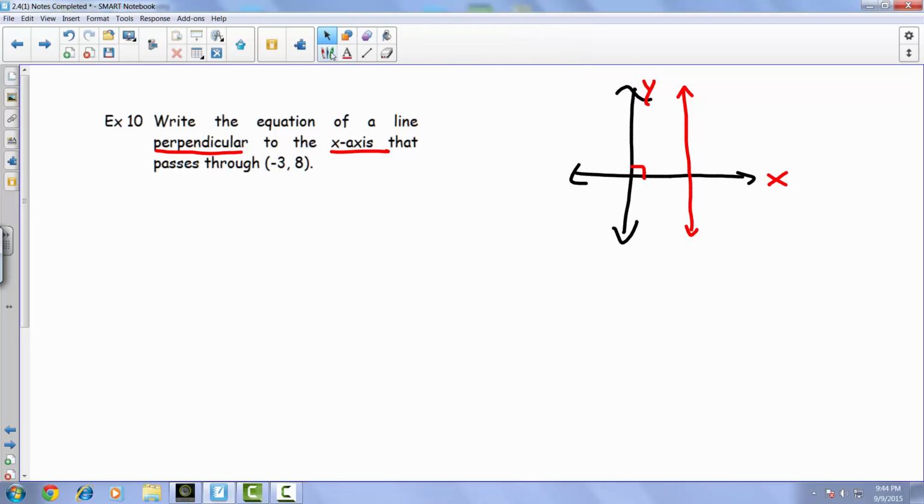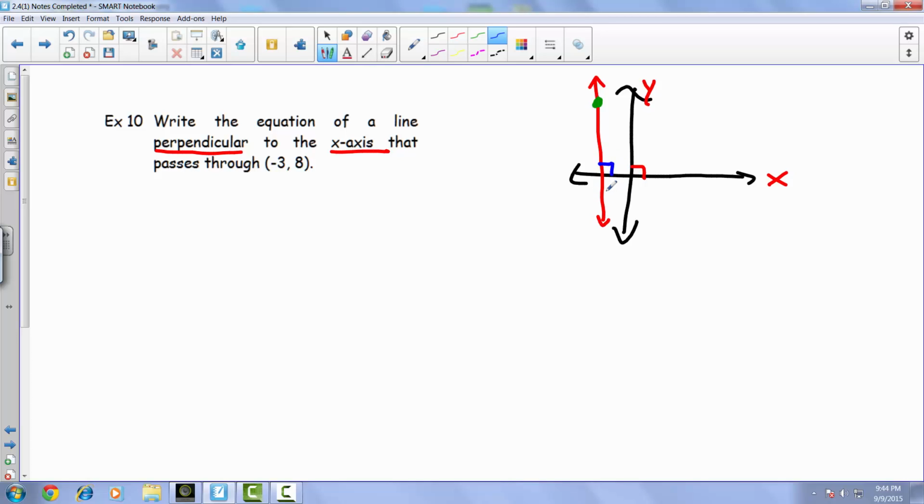Now it also has to pass through this other point, negative 3, 8. Negative 3, 8 is about right here, we could just estimate it. And so we should end up with this line that in fact passes through that point and is at the same time perpendicular to our x-axis.